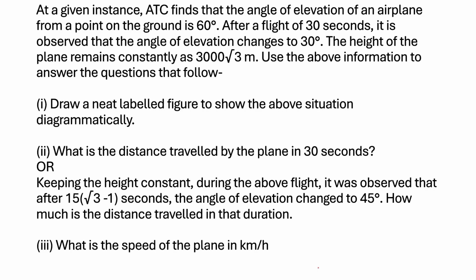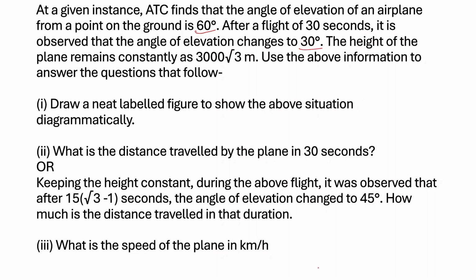Okay, let's start answering the question. This is the information, right? At a given instance, ATC finds that the angle of elevation of an airplane from a point on the ground is 60 degrees. After a flight of 30 seconds, it is observed that the angle of elevation changes to 30 degrees.